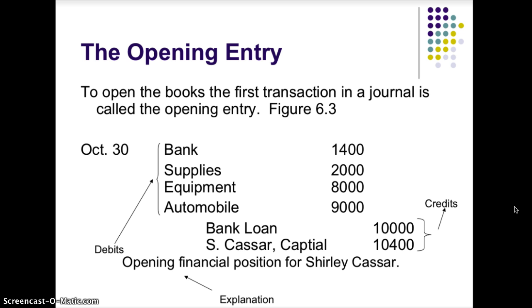After this, each transaction will have a space, its own date, debit and credit amounts, followed by an explanation.